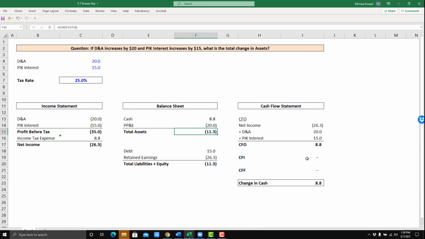Hopefully, you found this exercise helpful in learning how to answer a more complicated variant of this type of question. If you haven't done one of these before, definitely check out our YouTube channel. We actually have a video on how to deal with depreciation and amortization, and a separate one on PIK interest. So we walk through all of this in quite a bit of detail.